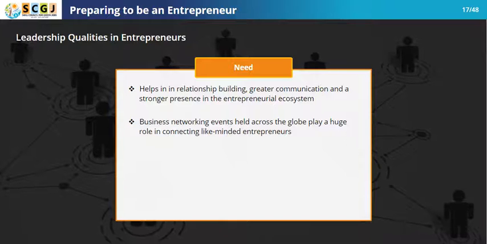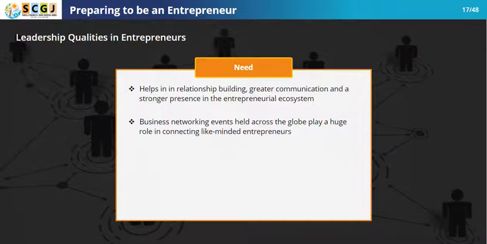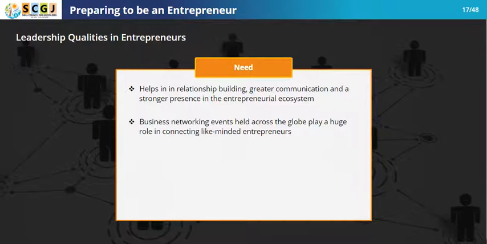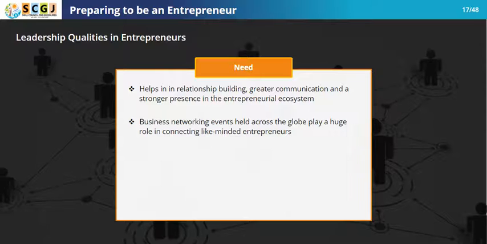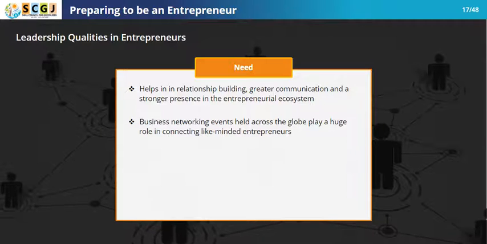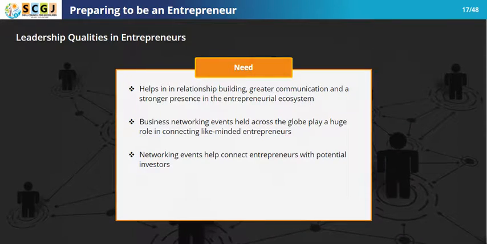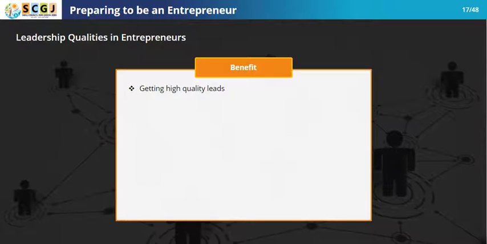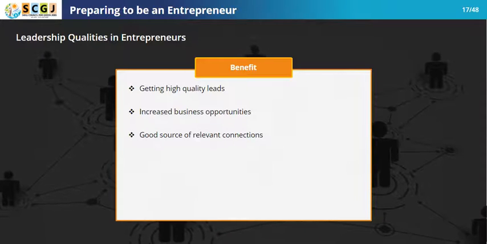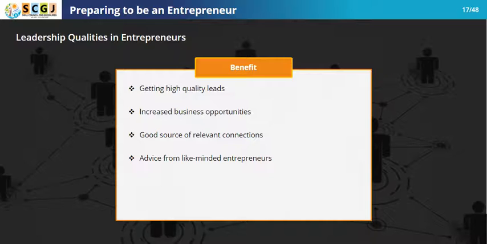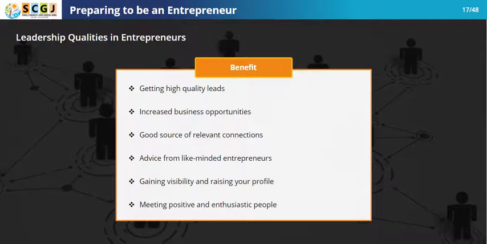Business networking and events held across the globe play a huge role in connecting like-minded entrepreneurs who share the same fundamental beliefs in communication, exchanging ideas, and converting ideas into realities. Networking events help connect entrepreneurs with potential investors. Benefit: getting high-quality leads, increased business opportunities, good source of relevant connections, advice from like-minded entrepreneurs, gaining visibility and raising your profile, meeting positive and enthusiastic people.